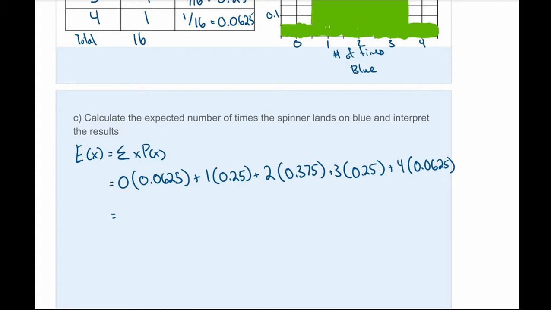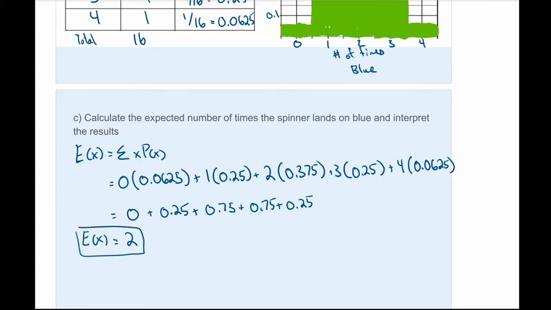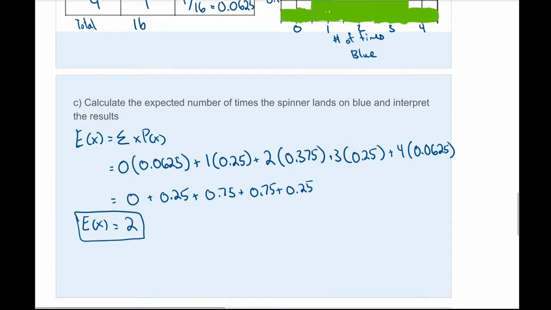So if we simplify it, 0 times anything is 0, plus 1 times something, which is 0.25, plus 0.75, plus 0.75, plus 0.25, and we get an expected value of 2. So we found that our expected value is 2, and what does that really mean? Or what does that value mean then?